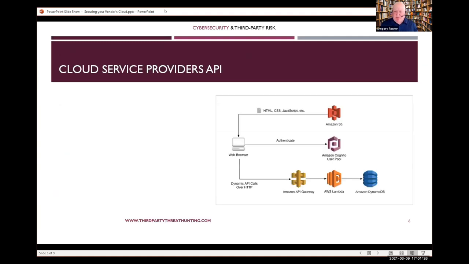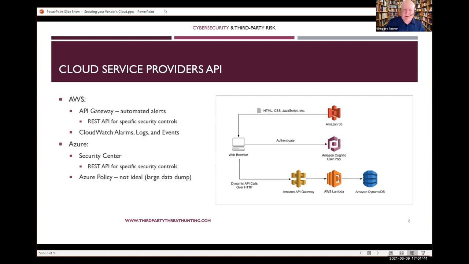Another one that is a little bit more complex to initiate with your vendor, but is certainly possible, and one that I can give some advice on how to do, is the cloud service providers' APIs. I'm just going to go through the two here, AWS and Azure. They all provide REST APIs for specific security controls. And with the proper negotiations and proper understanding of what the responsibilities are, you could get those alerts yourself as a customer of the vendor and their cloud deployment.